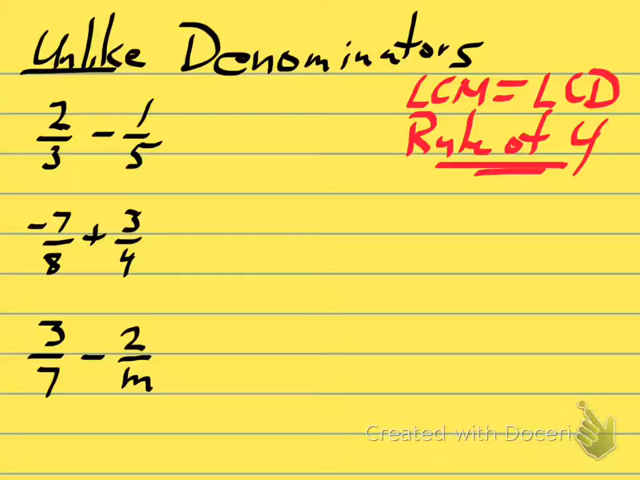So the first one, honestly, if we do the lowest common denominator method, what is the lowest common denominator of 3 and 5? 15. So we're going to have to multiply them together anyway. So let me show you rule of 4 first. Rule of 4 is called the rule of 4 because it has 4 steps. The first step is you multiply the two denominators together. So 3 times 5 is 15.